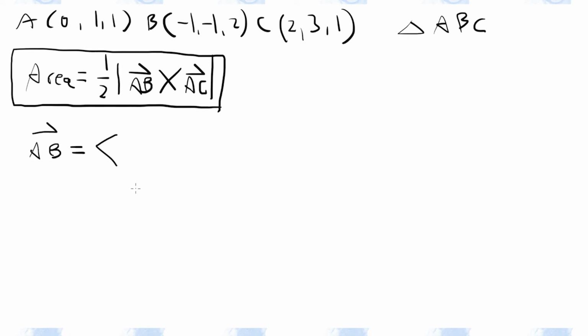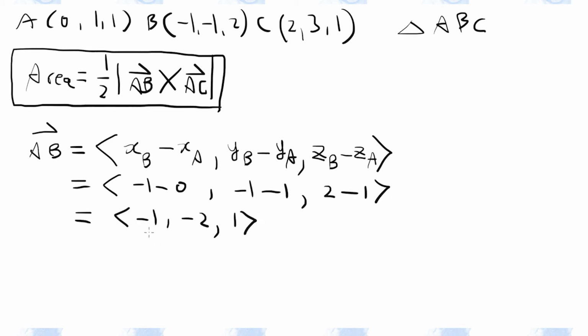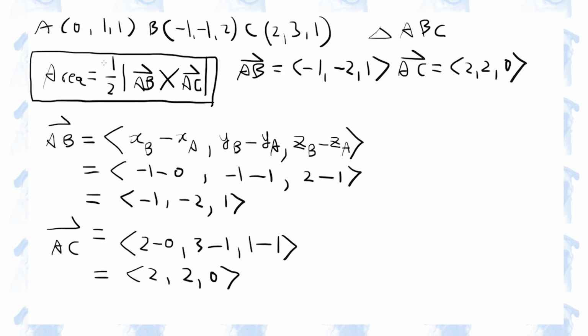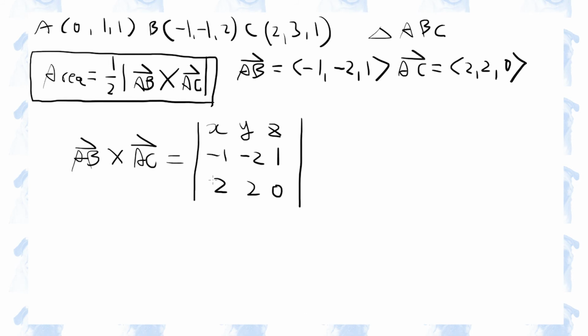The x component of vector AB is the x component of B minus the x component of A, the y component of B minus the y component of A, the z component of B minus the z component of A. So vector AB is (-1, -2, 1). Likewise, let's find vector AC. And now, let's find the cross product of the two vectors. Let's use this 3×3 matrix by finding the determinant.